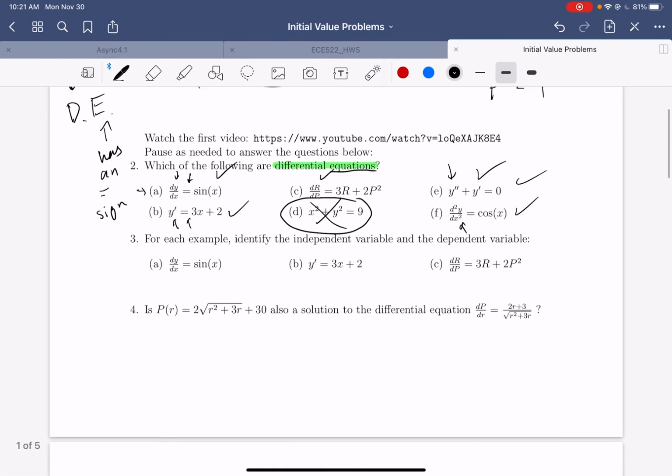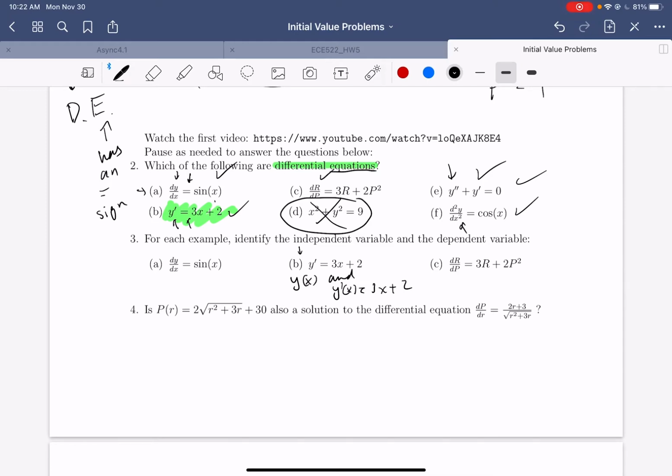Okay, the thing that tends to happen with differential equations is the independent and dependent variable can kind of be implicit or suppressed or stuff like that. So if we look at part B, which, okay, so I guess we'll just pick it up here. Okay, what this is saying is y is a function of x, and the derivative of y is 3x plus 2.